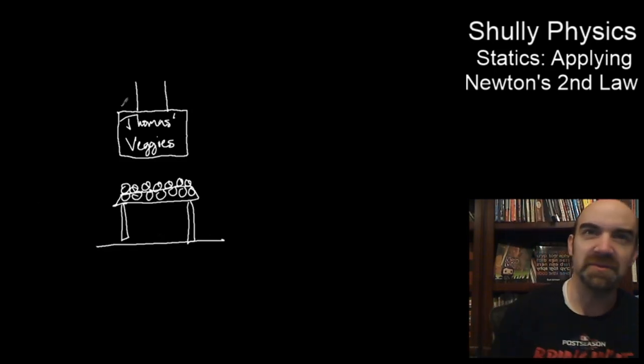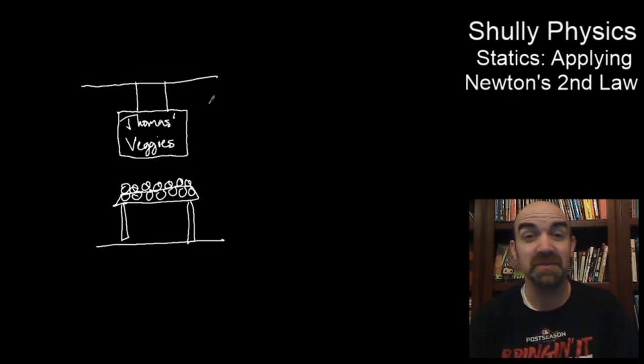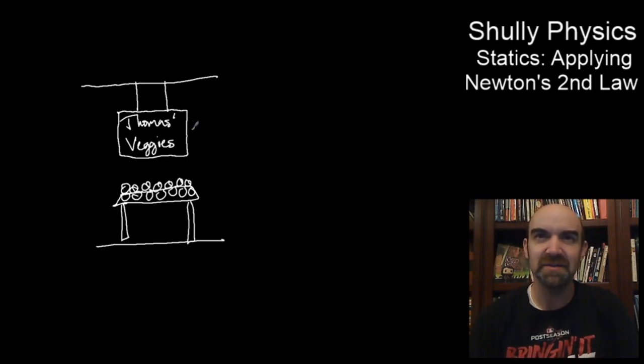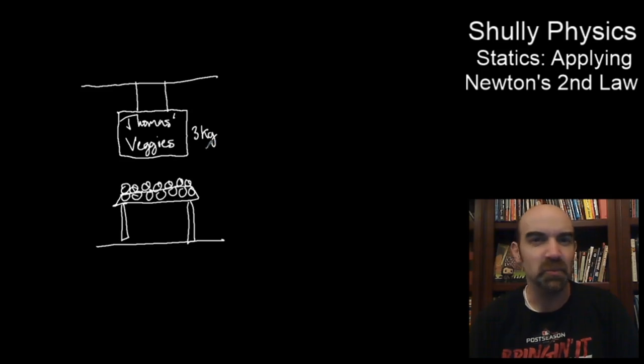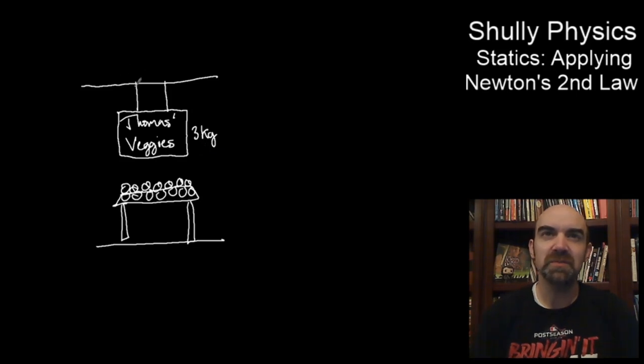So here's Thomas's veggies, and he wants to hang this sign from the roof. But the thing is, Thomas is concerned. He doesn't want that sign falling on any of his potential patrons. You know, you get lawsuits and maybe they don't come back and buy his veggies. So he's got this fairly heavy sign. It's 3 kilograms. It's a 3 kilogram sign. And wind can blow it. Weather can wear at it. So what he wants to do is make sure that the cables that he's hanging them with aren't going to fail.